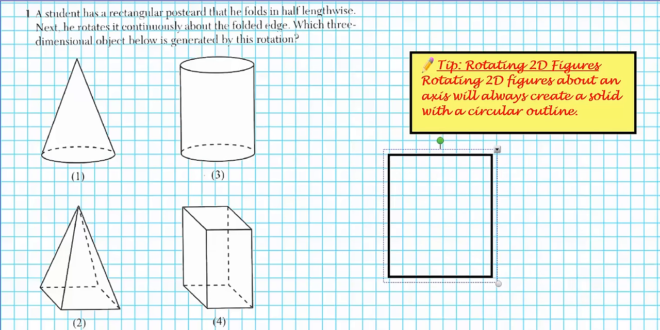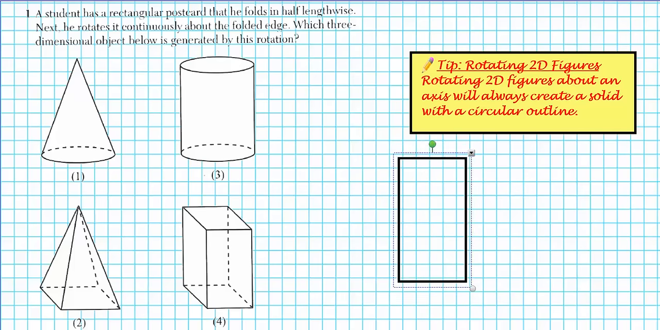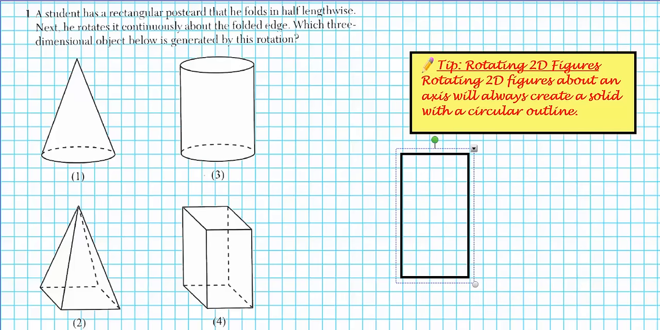Okay, so let's say we have this rectangle right here. Let me adjust the dimensions. And then what the student did is fold the rectangle lengthwise along the middle. So if he folds it like this, basically he'll end up with a folded rectangle. It's going to look something like this.